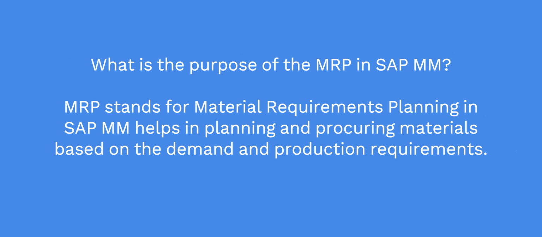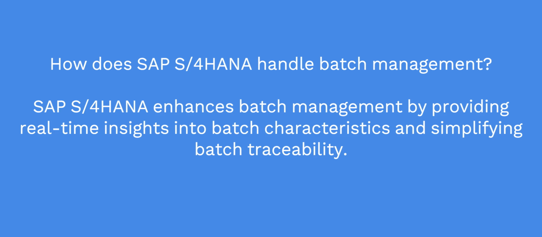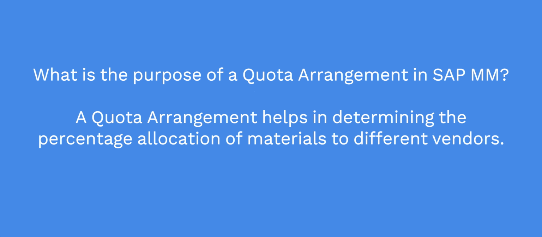production requirements. How does SAP S/4HANA handle batch management? SAP S/4HANA enhances batch management by providing real-time insights into batch characteristics and simplifying batch traceability. What is the purpose of a quota arrangement in SAP MM? A quota arrangement helps in determining the percentage allocation of materials to different vendors.